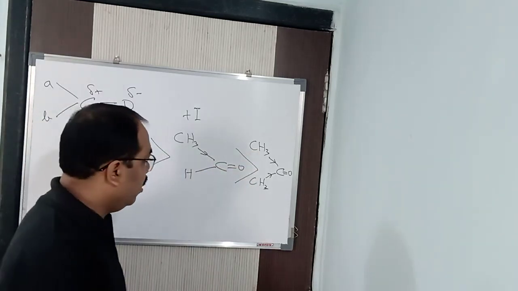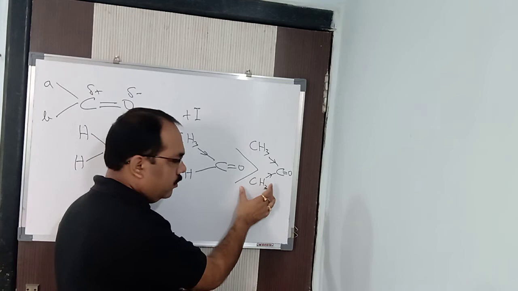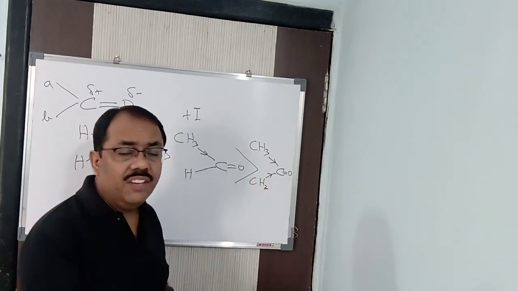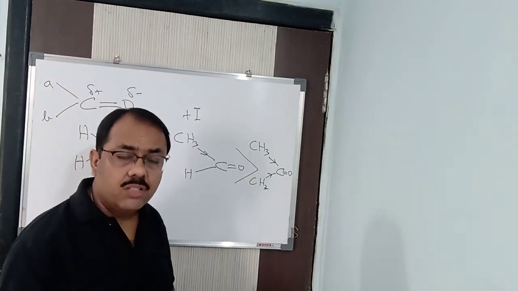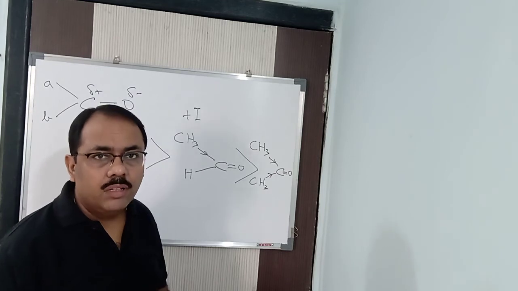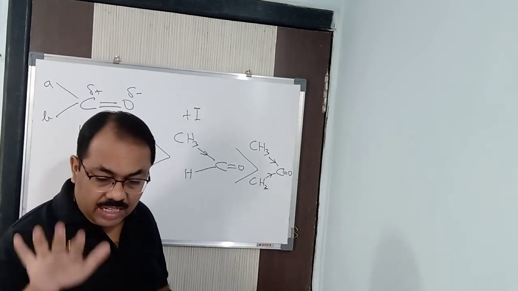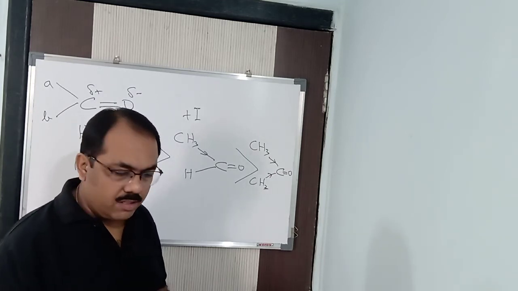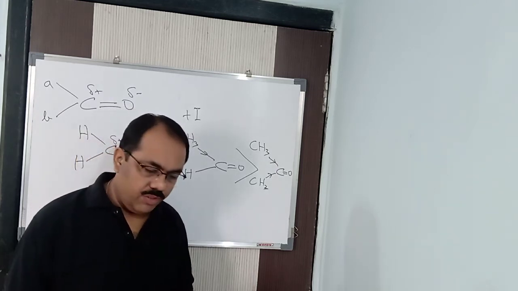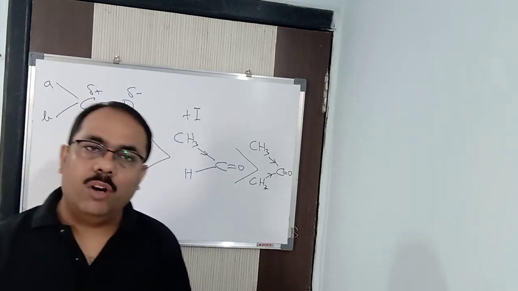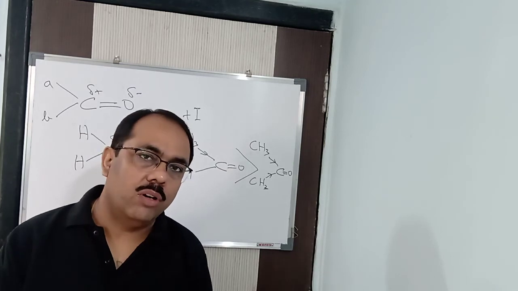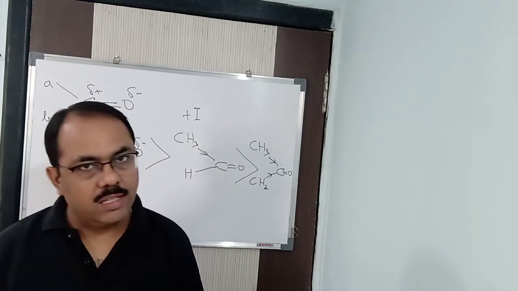So now if you take a still bigger group like C2H5, C3H7, the +I effect is going to increase and the reactivity is going to decrease. Inductive +I effect increases, reactivity decreases. You have studied this in class 11 in general organic chemistry. So in this way, always remember aldehydes are more reactive than ketones.